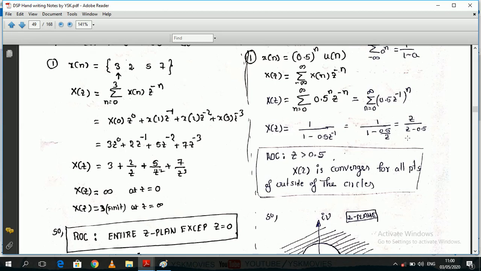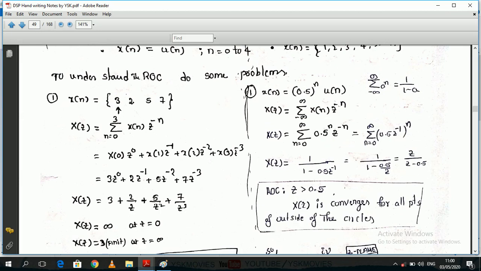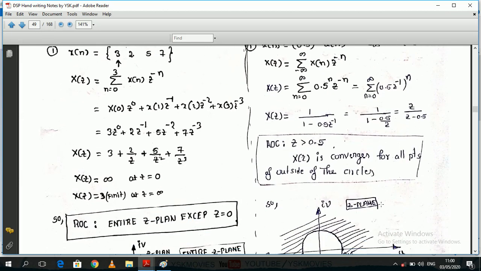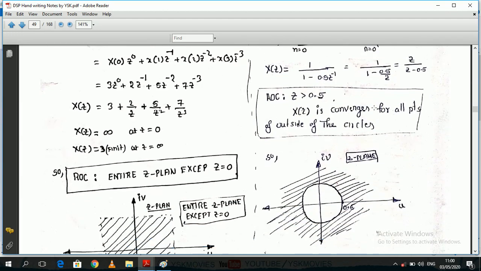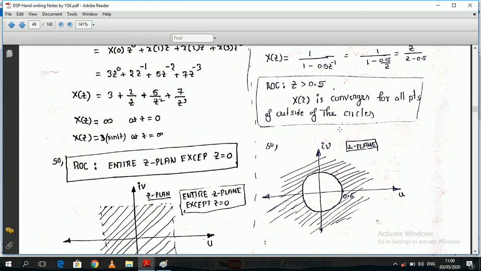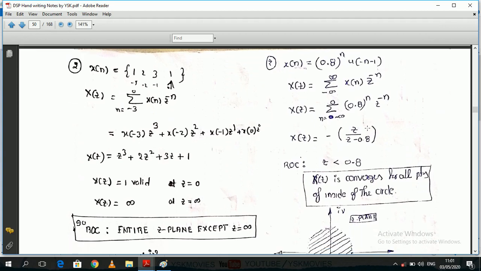Then you observe what the radius of this circle is: 0.5. So you draw the circle with 0.5. What you came to notice is that the problem is multiplied with u of n. That means the sequence is a right-sided sequence, so that means outside of the circle. This is the ROC. See, you just write the ROC like this: x of z converges for all points outside of the circle. You do some problems like this.